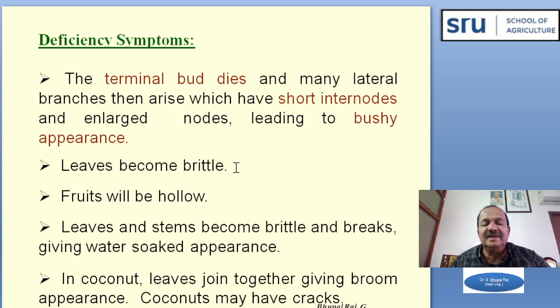Leaves also become brittle, and fruits will be hollow. Inside the fruits, a hollow-like structure will be there. Leaves and stems become brittle and break when we bend the leaf. A watery, choked appearance is among the main symptoms of boron. This is a peculiar symptom in coconut: the leaves join together, giving a broom-like appearance, and fruits may have cracks. So these are the symptoms in coconut.